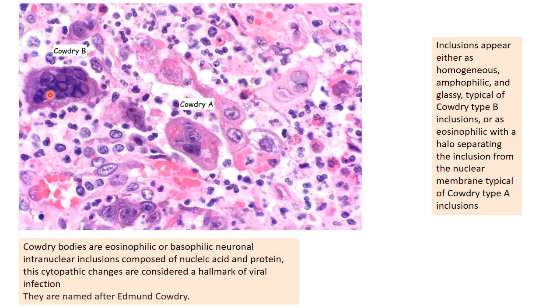These Cowdry bodies are eosinophilic or basophilic neuronal inclusions, and these are characteristically intranuclear. They are composed of nucleic acids and proteins. This cytopathic change is considered a characteristic hallmark of the viral infections. They are named after Edmund Cowdry. Inclusions appear as homogeneous, eosinophilic or basophilic to amphophilic inclusions, as seen in Cowdry type B here, or it can be an eosinophilic inclusion with a characteristic perinuclear halo as seen in Cowdry type A inclusions.